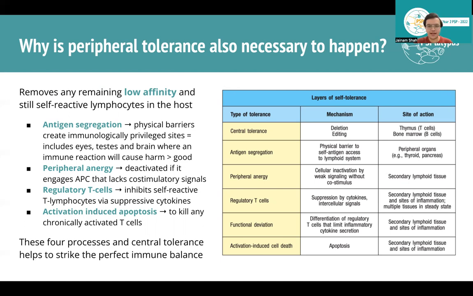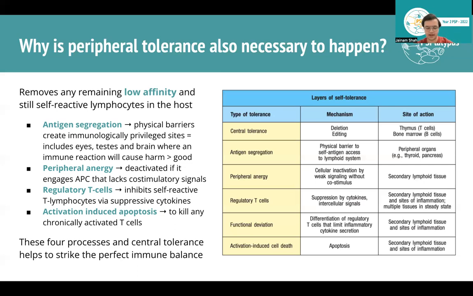Then you've got the peripheral anergy mechanism. So any lymphocytes are deactivated if they engage with an antigen-presenting cell that lacks co-stimulatory signals. You have regulatory T cells, which inhibit self-reactive T lymphocytes via suppressive cytokines, and then activation-induced apoptosis. So essentially, any chronically activated T cells are recognized and then killed off based off the fact that they've been activated for too long. So these four mechanisms, plus the central tolerance we discussed, hopefully tries to strike the perfect immune balance between an effective immune system, but an immune system that's not going to then wreak havoc on everything.